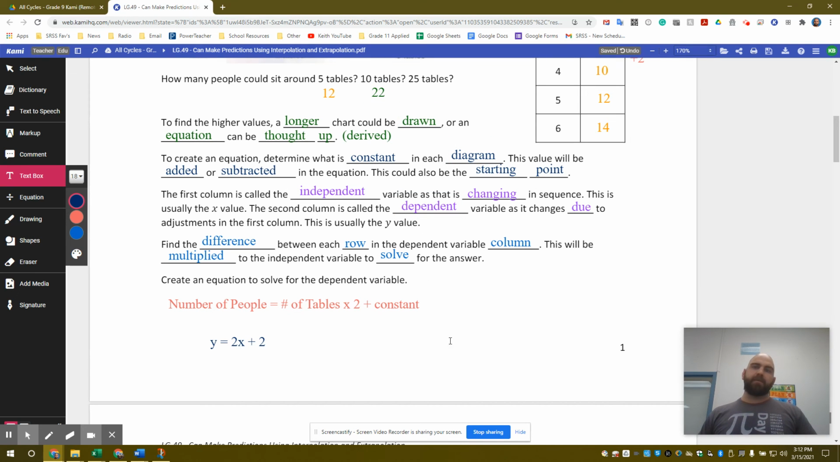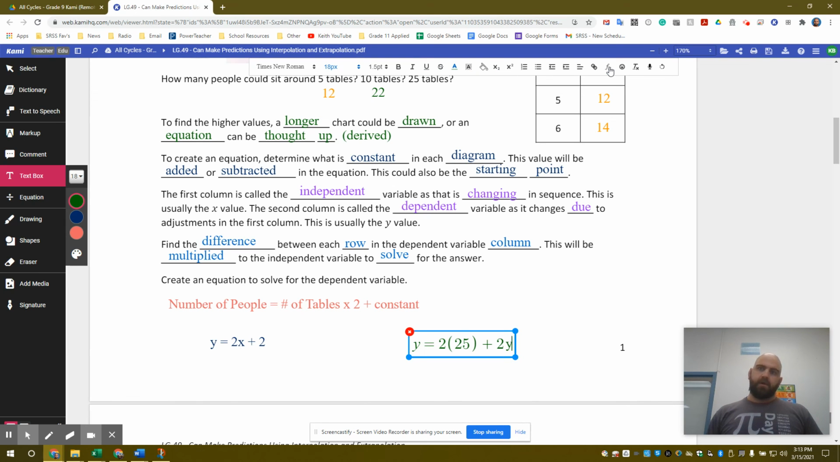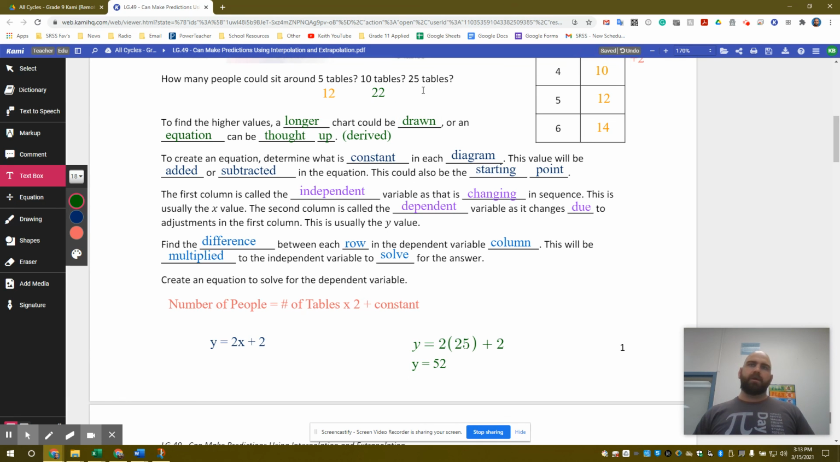If we do 25 tables, and we'll put this into a quick little equation here, y is equal to 2 times 25 plus 2. And if we do this, y is going to equal 52 people. And so with 25 tables, we could have 52 people at those tables.